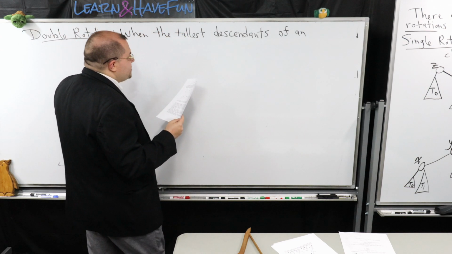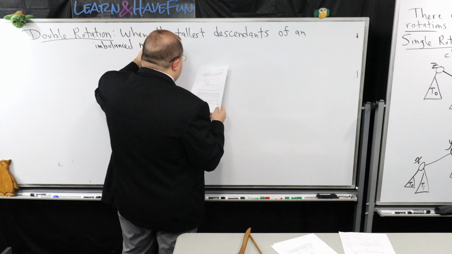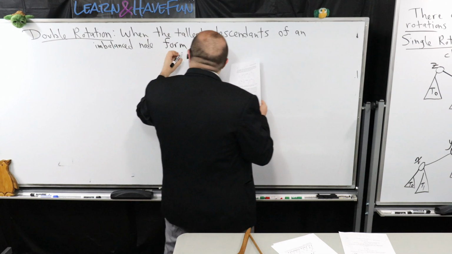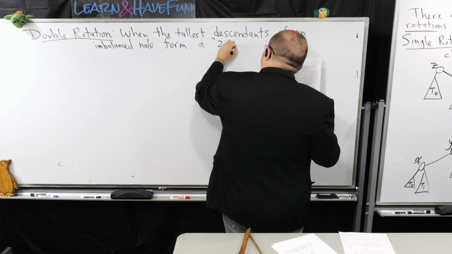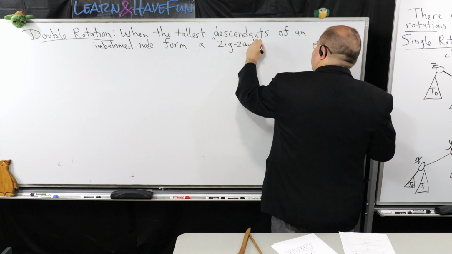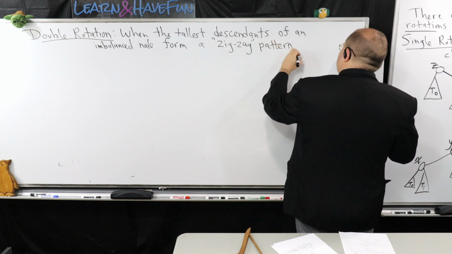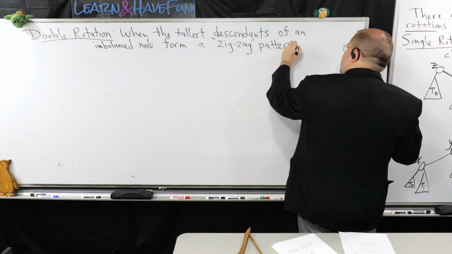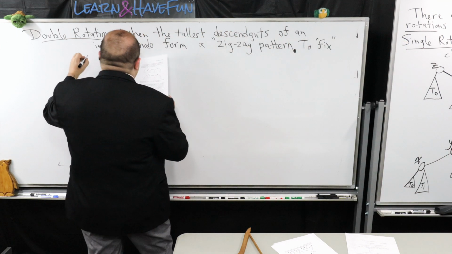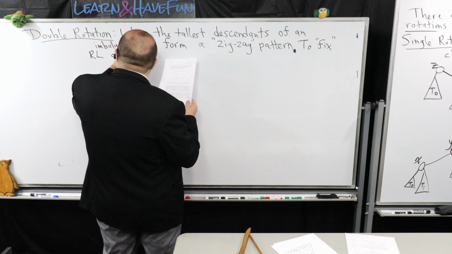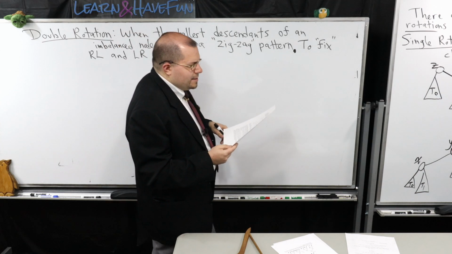This is going to happen when the tallest descendants of an imbalanced node form what we call a zigzag pattern. This is actually a technical term. Now to fix this, we're going to use what we call RL rotations and LR rotations. Let's see what this is going to look like.